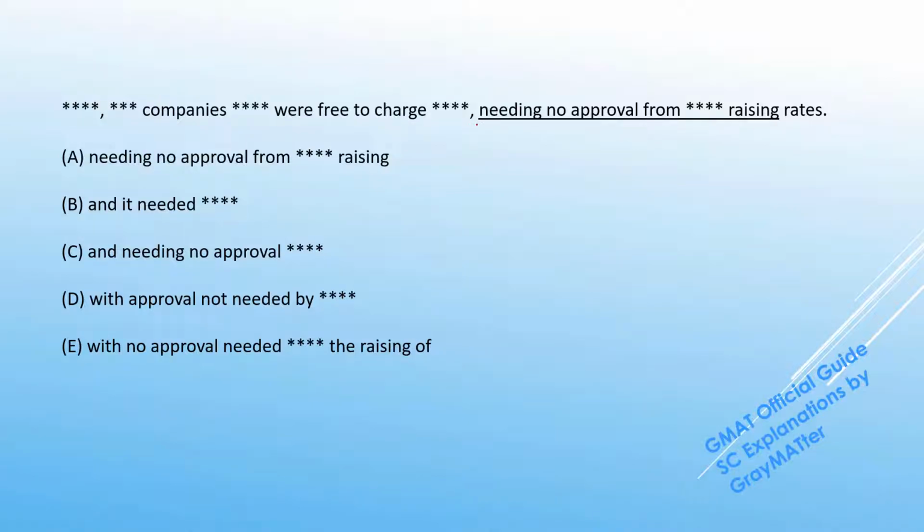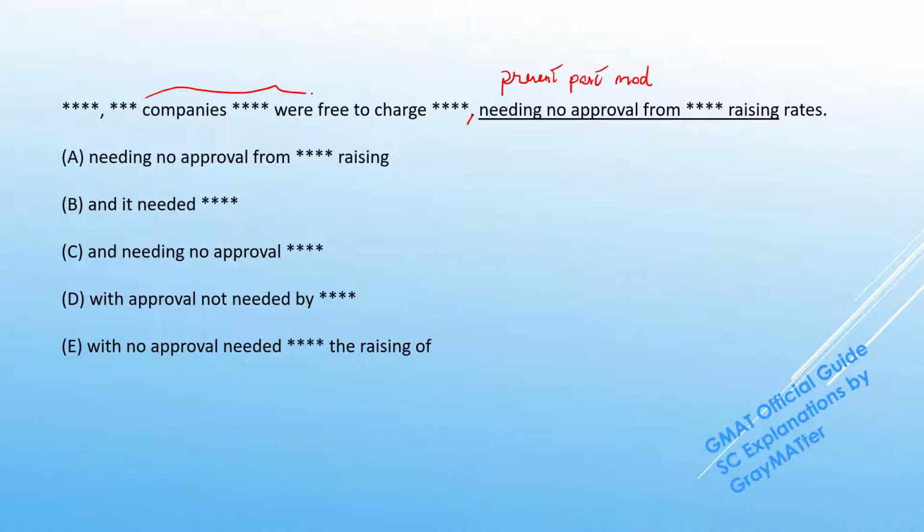The underlined portion of the question begins after the main clause. The main clause states that these companies were free to charge whatever they want, and this is followed by a comma and a present participle modifier, needing no approval from these regulators before raising rates. So what does a present participle modifier do?